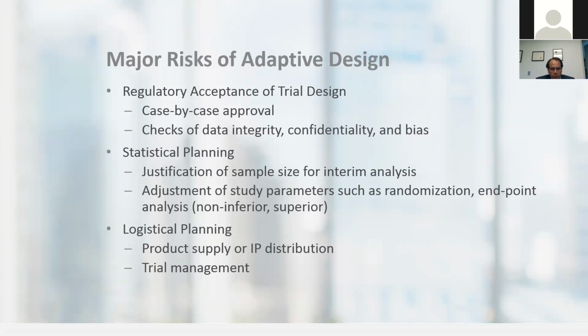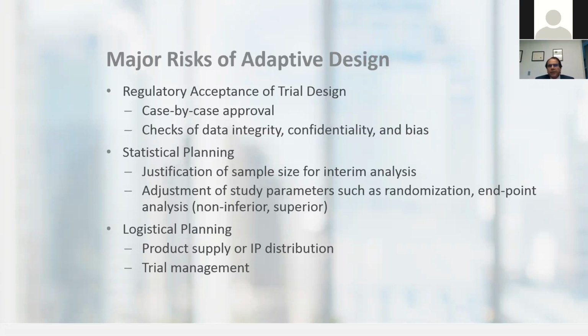And when you are doing an adaptive trial design, in advance, you need to talk about the statistical planning, again in advance, on top of other things. Justification for sample size for the interim analyses. When you do an interim analysis, how you are going to add, or you cannot reduce the sample size, by the way. You can add to it, but you have to have that in advance.